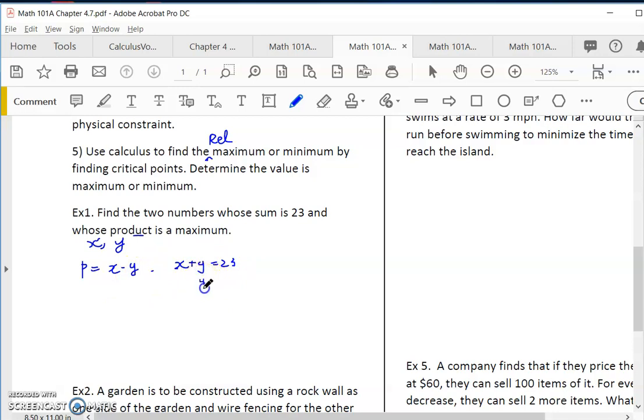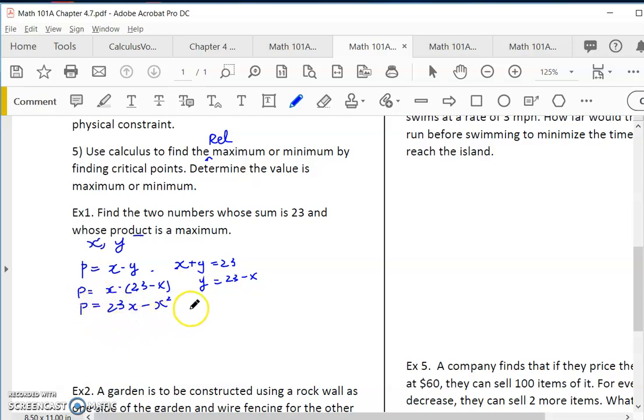So maybe I can write y equal to 23 minus x, so that my new equation now becomes P equal to x times 23 minus x. Or it becomes a one variable equation, 23x minus x squared. Okay, so that's very good. And I want to maximize this value P.